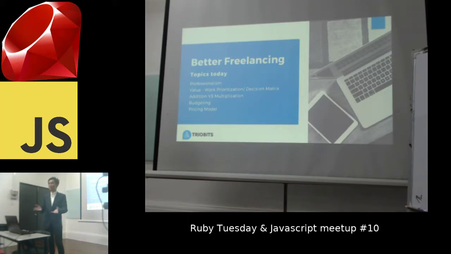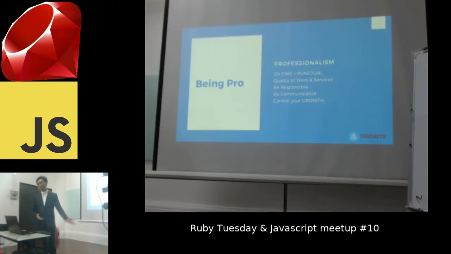Come on. A few of you guys have been freelancing. Okay. Finish work on time. Yes, that's it. Okay. So basically this is what I put on the slide: on time, in control, quality of work and service, responsible, communicative. And the last point I would like to emphasize, which is control of growth.